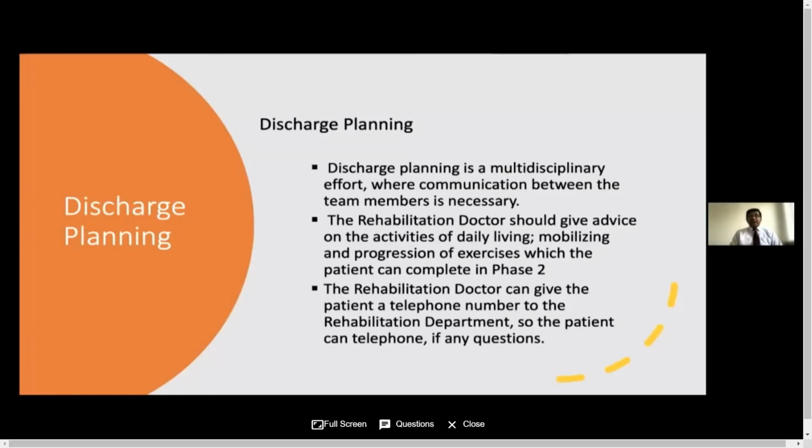Next important part is discharge planning. Discharge planning is very important. It is a multidisciplinary report where communication between the team members is necessary. The rehabilitation doctor should advise on the activities of daily living, mobilizing, and progression of exercises which the patient can complete in phase 2. The rehabilitation doctor can give the patient a telephone number to the rehabilitation department so the patient can telephone if there are any questions.